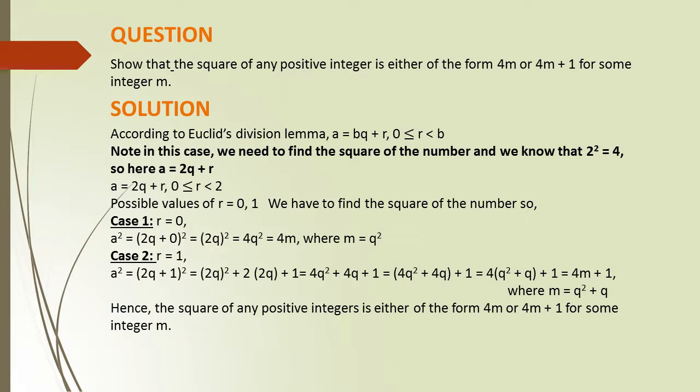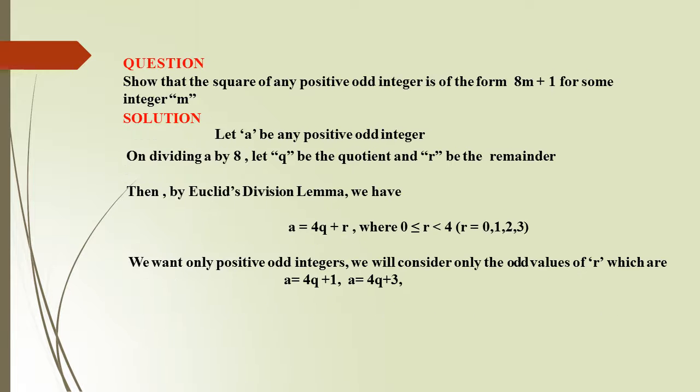Hence we see in both the cases we have represented it in the form of 4m or 4m plus 1. So the square of any positive integer is either of the form 4m or 4m plus 1 for some integer m.